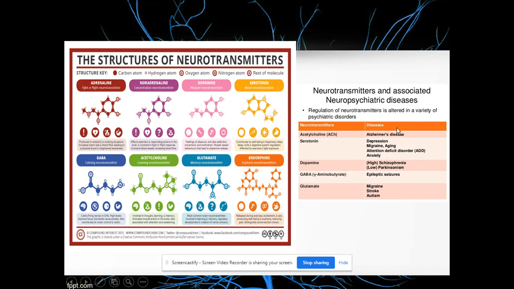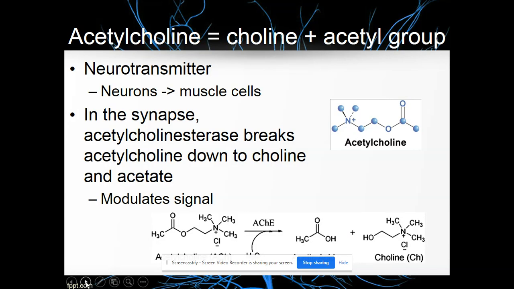And so acetylcholine can be involved. Imbalances in acetylcholine can be involved with Alzheimer's. Serotonin imbalances lead to all kinds of difficulties: depression, migraine, ADD, anxiety. Too much dopamine can lead to schizophrenia. Too little can be Parkinson's disease. GABA is related to epilepsy, and glutamate to autism, some autism, not all autism, strokes and migraines. So lots of things related to neurotransmitters being out of whack.